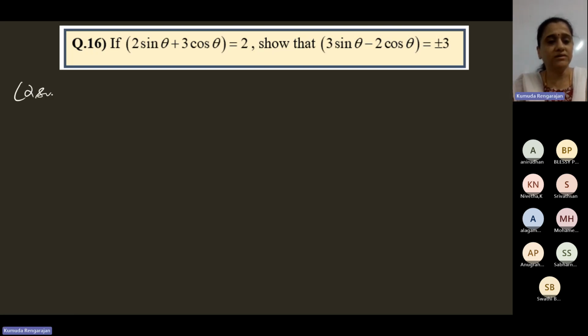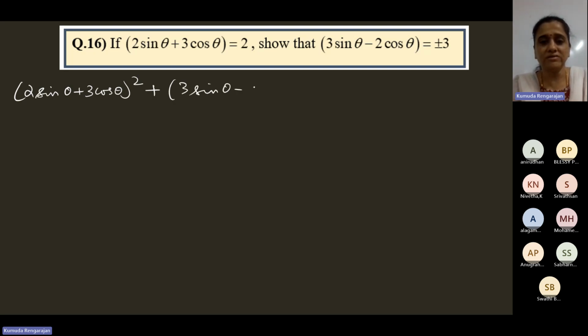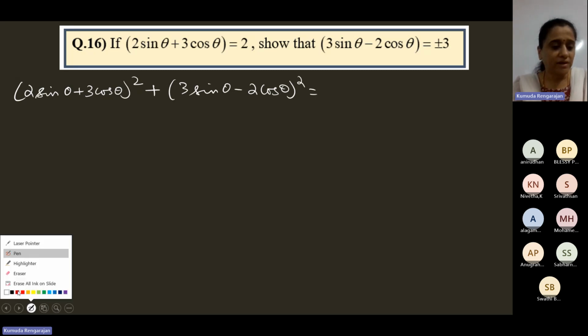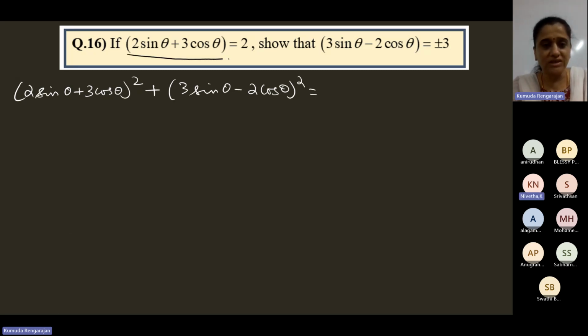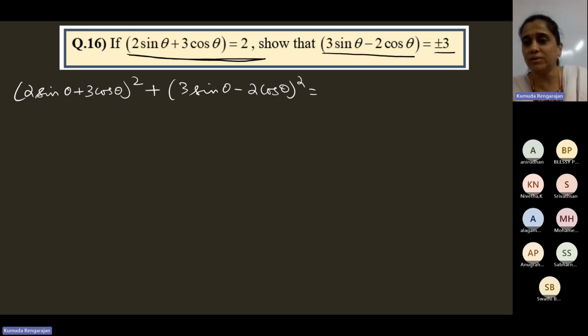So what you have to do is: 2 sine theta plus 3 cos theta the whole square plus 3 sine theta minus 2 cos theta the whole square is equal to. So take up the two expressions. You see, this equation is given to you, and you have to prove that this expression is equal to plus or minus 3. The value of this expression, 2, is given to you, and you will have to show that the value of this expression is plus or minus 3. So you have two expressions in the question, right?